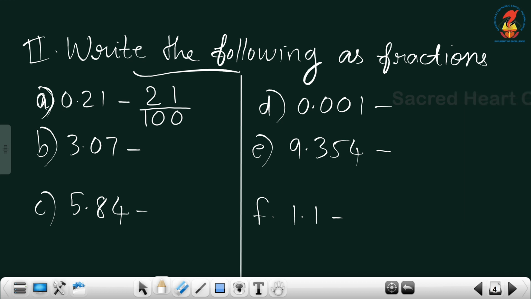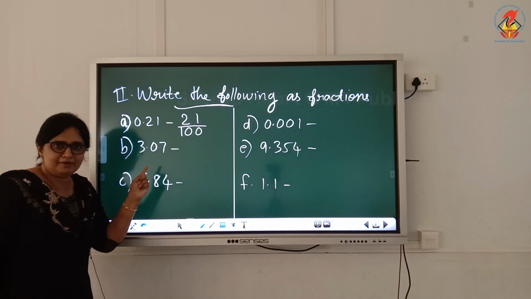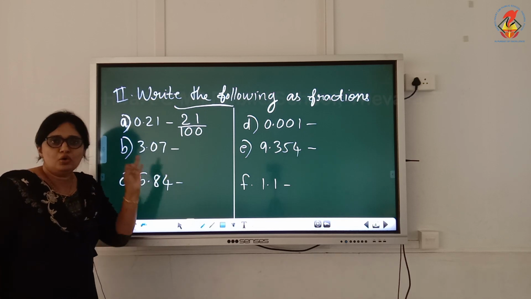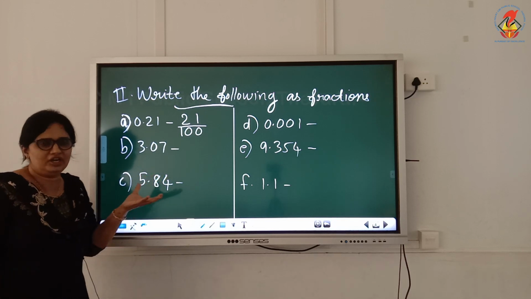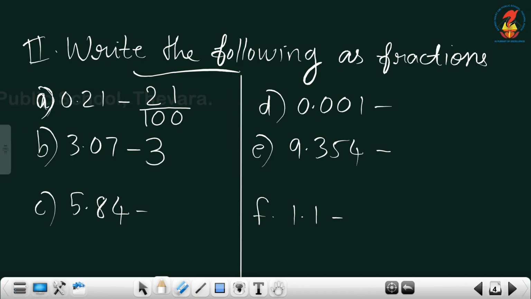Okay. And 3.07. Here we can write this by 2 methods. What are they? First we can write it as a mixed number, or you need to write it as a normal fraction only. That I will show you. How to write it as a mixed number? Whole number is 3, and the fraction part is what? 0.07. 0.07 means here we have 2 decimal places. So, we need to write it as 7 by 100.